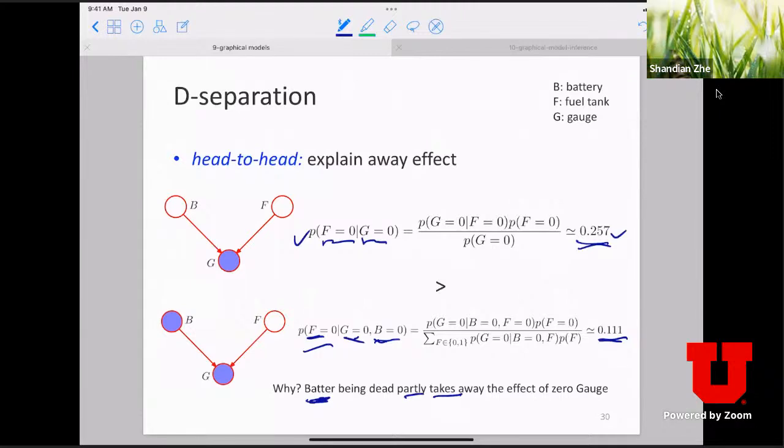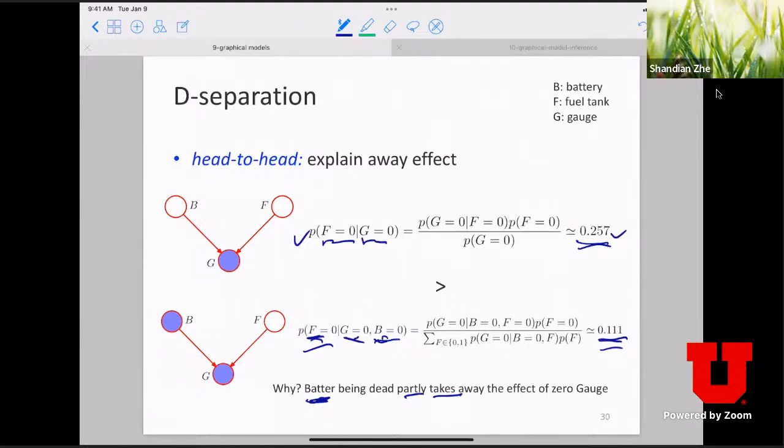So once you observe that the battery is dead, you can imagine that the battery being dead partly explains why the gauge reading is 0. That's why you condition on both observations. Your probability that the tank is empty is reduced.